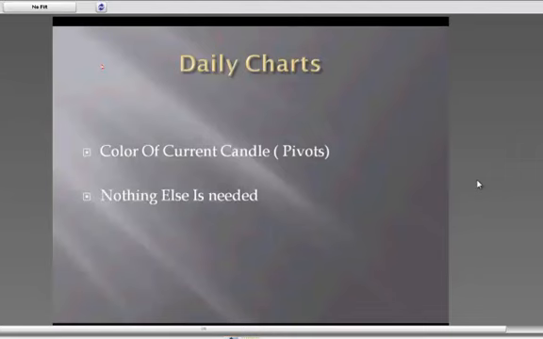Now, do these patterns show up on the daily chart? Yes, it's crazy. Go look. You'll see a big fat W on the daily. You'll see a big fat M on the daily.